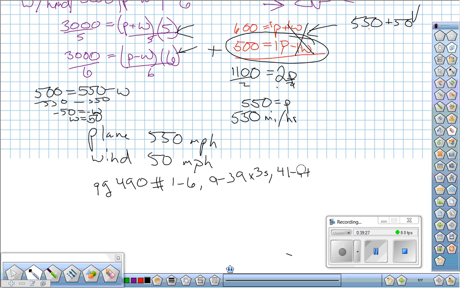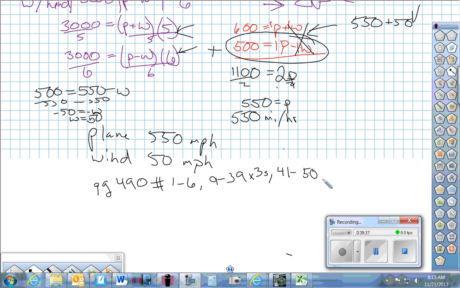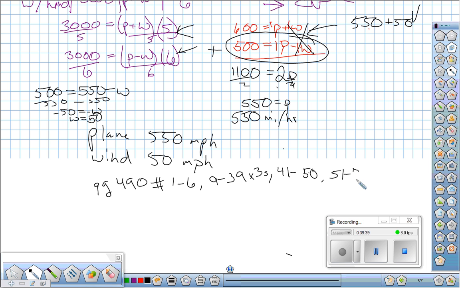Just kidding. Instead of 41 through 44, just do 41 through 50. The rest of those ones are true and false. The other ones give you hints. And then 51 through 78 by 3s.